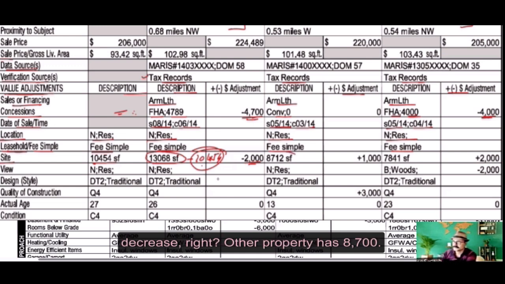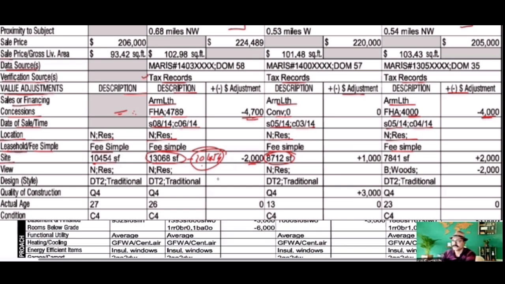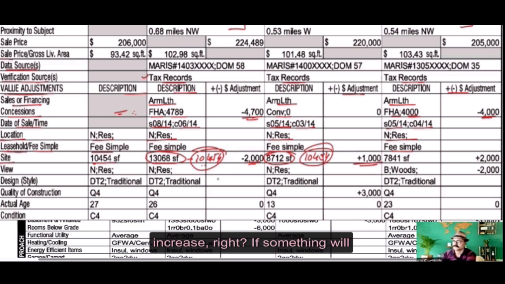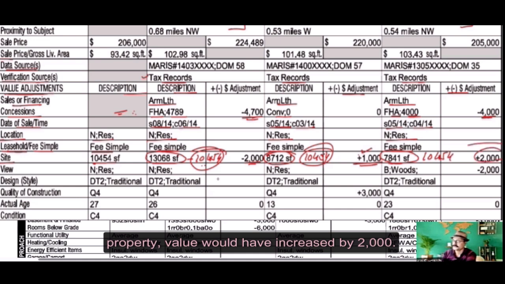Other property has 8,700. We have 10,000. This property has 8,000 square feet area. What we are telling is, if this had 10,454 square feet area, the value will increase, right? If something increases, the value will also increase. This property, if it had 10,000 square feet area, 2,000 more than what it has, the value would have increased by 1,000. The third is very less, 7,000. If this property were similar to our property, the value would have increased by 2,000.